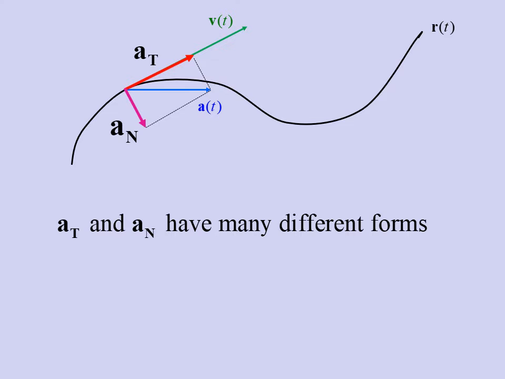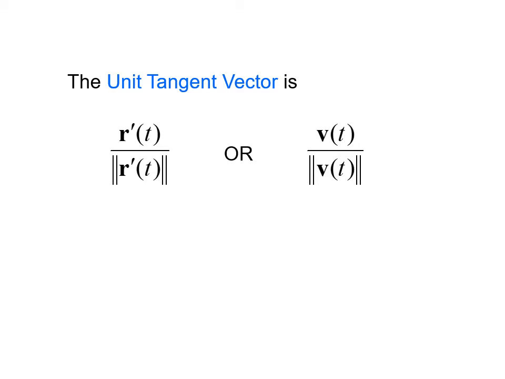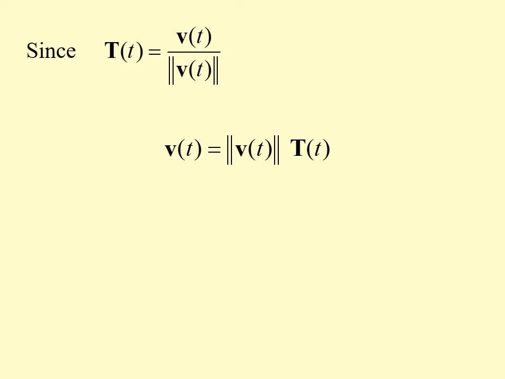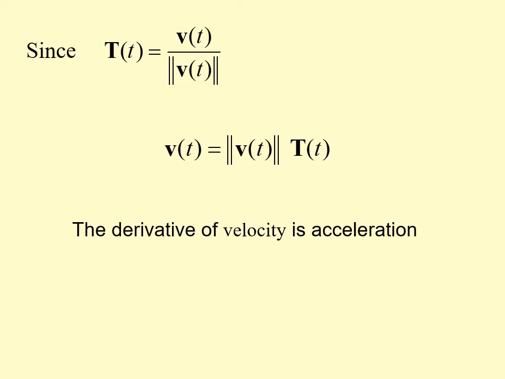So we want to come up with different forms for A sub T and A sub N, the tangential and normal components of acceleration. Now, the definition of the unit tangent vector is that it's the derivative of r divided by the magnitude of the derivative of r. We're going to use, however, the same thing in terms of v's. We're going to solve for v in the definition of the unit tangent vector, and then we're going to take the derivative of that to find the acceleration.